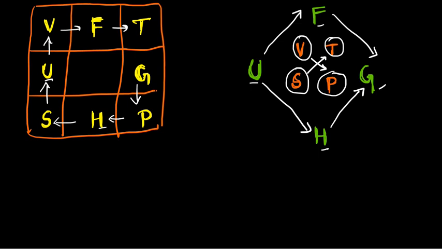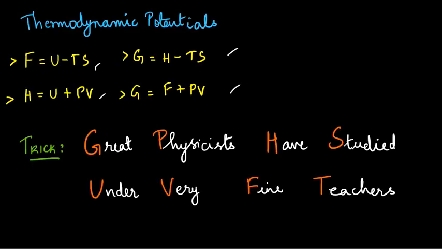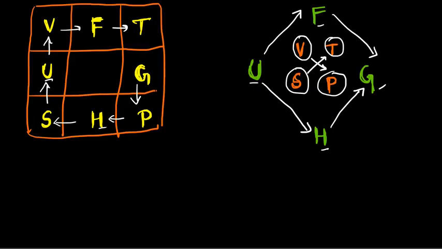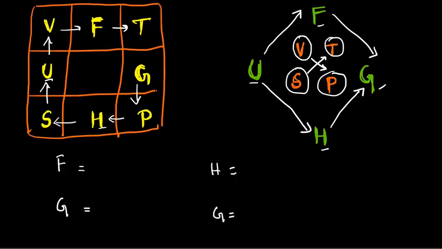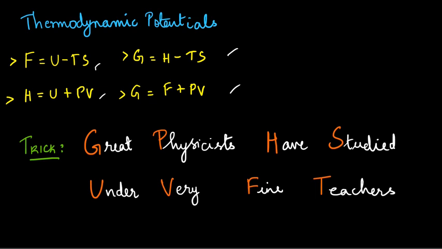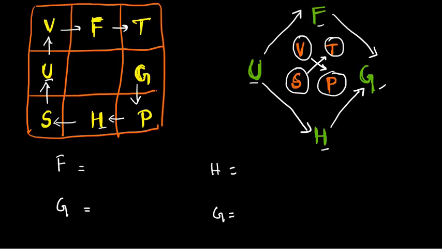Now what is the next step we have to find? We have to find the thermodynamic potentials F, G, H, and again G. So we'll have to find the formula. Now, if you see this one, F is equal to U minus TS, and G is equal to H minus TS. So now, how do we get that? Now F is coming in this direction.